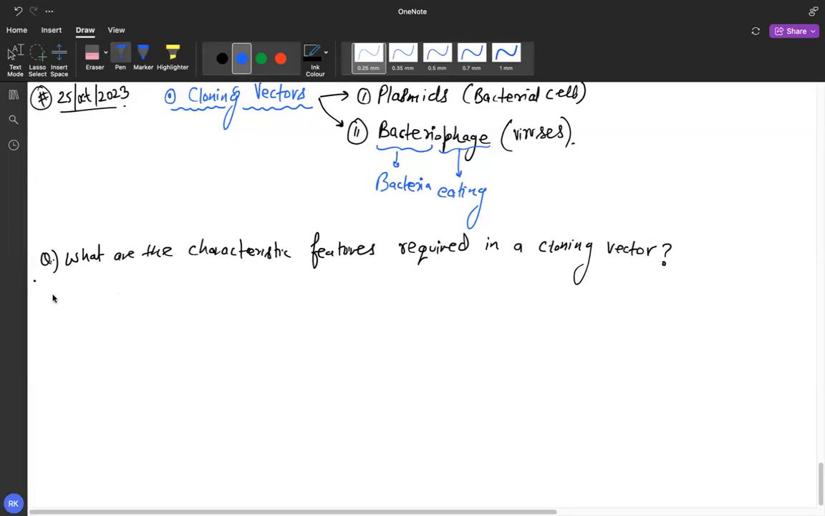So the first thing, which is very obvious, and we discussed it in the beginning, is it should have its origin of replication, right?